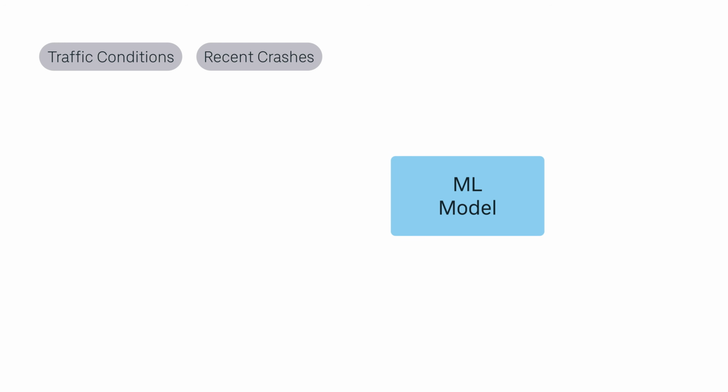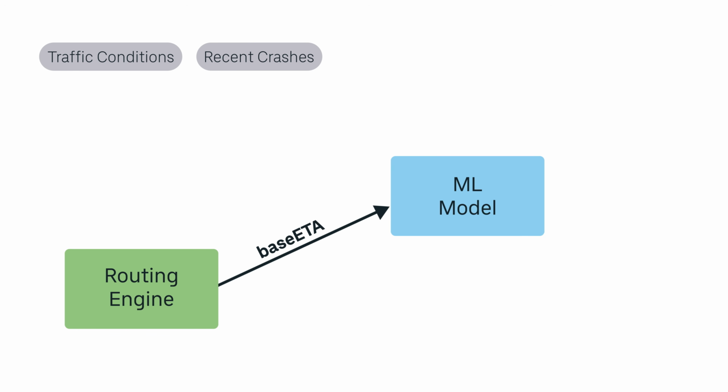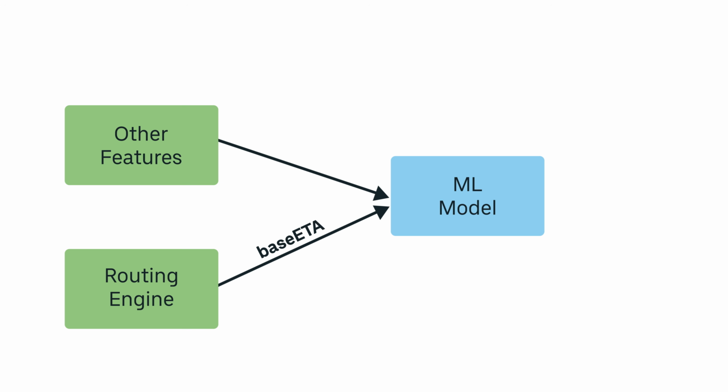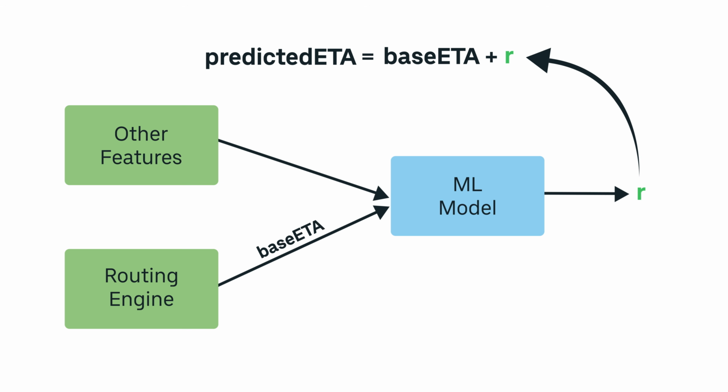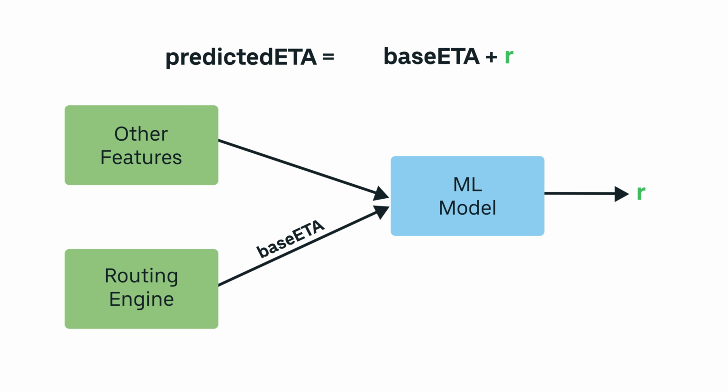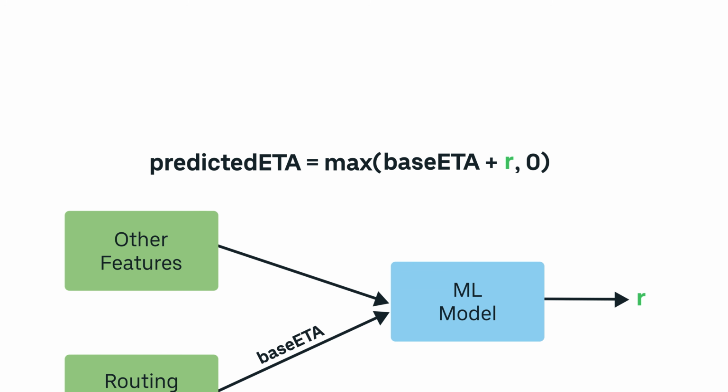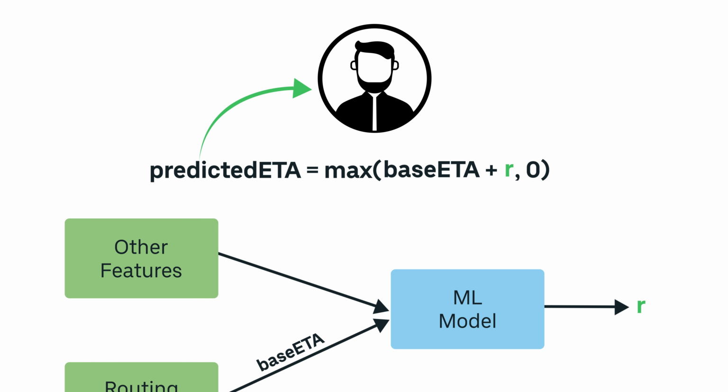To solve this, we can build a machine learning model that incorporates real-time features like traffic conditions, recent car crashes, etc. To do that, we first take the base ETA calculated by the routing engine. Then we build an ML model that takes this base ETA and other real-time features as input and predicts the residual change. This residual change is nothing but the predicted adjustment value in the base ETA based on the real-time features. To avoid predicting negative values for ETA, we take its max with 0. Finally, this predicted ETA is sent to the user.